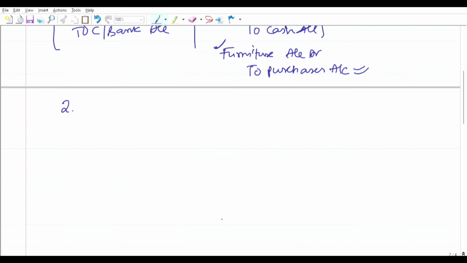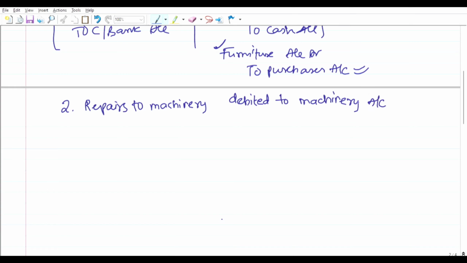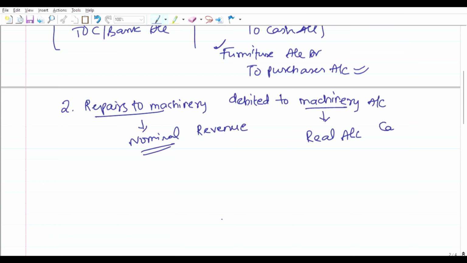I am now going to give you the second example, which is repairs to machinery debited to machinery account. That means repairs to machinery is of nominal nature, right? And machinery account is a real account, right? Nominal nature means revenue expenditure, and machinery, a real account, means capital expenditure. Revenue is treated as capital expenditure.